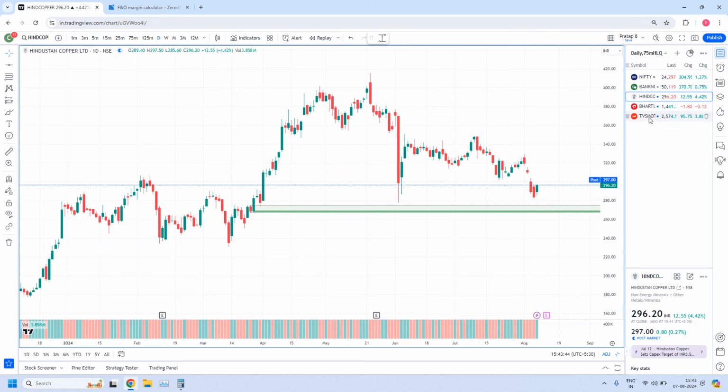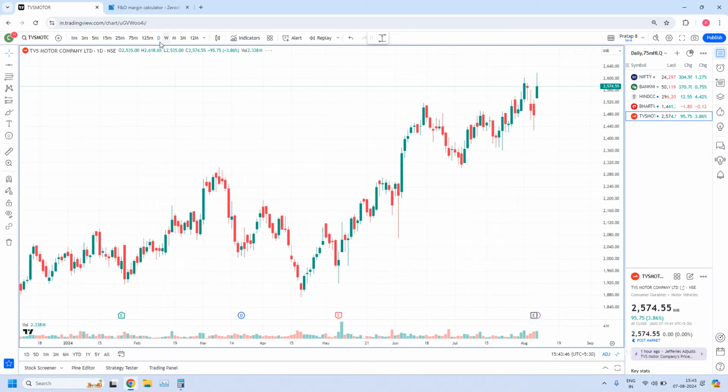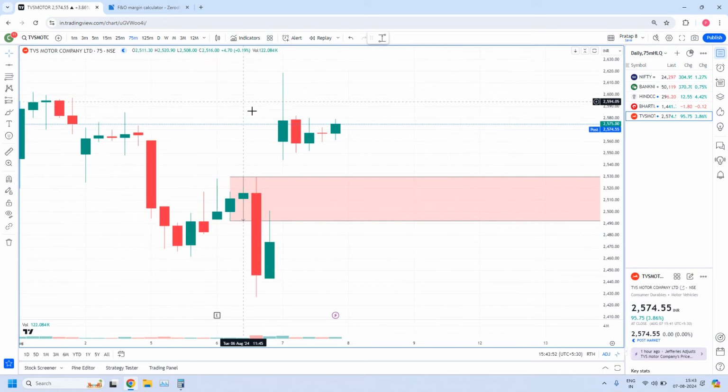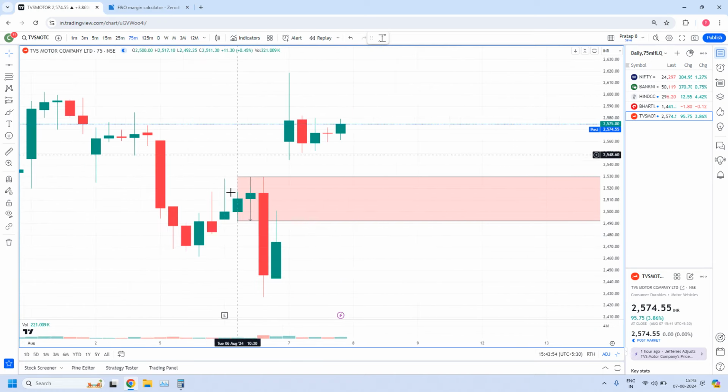And the third one is TVS Motor. It is a 75 minutes high liquidity supply zone. Let me move on to the 75 minutes time frame. Here the software considers this a failed ERC candle. A failed ERC candle can be used as a leg candle. So this is a leg-in after 2 base candles and then a drop candle.